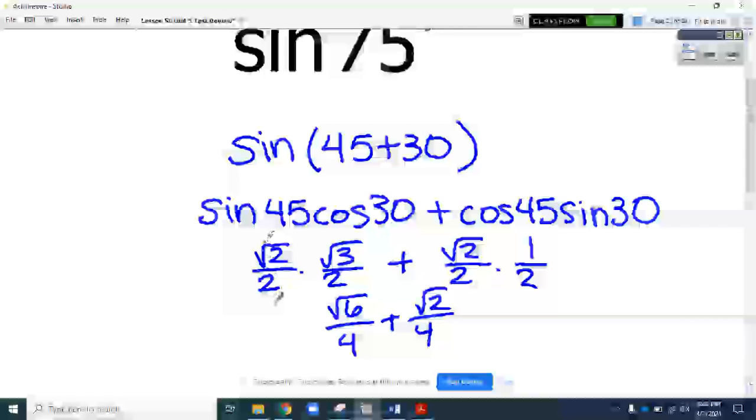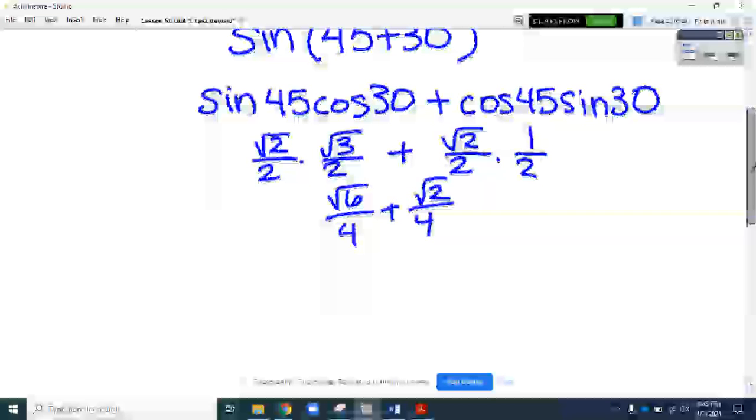Sine of 45 is root 2 over 2. Cosine of 30 is root 3 over 2. Cosine of 45 is root 2 over 2. Sine of 30 is 1/2. I multiply these two, I get root 6 over 4. These two, I get root 2 over 4. Final answer, root 6 plus root 2 over 4.